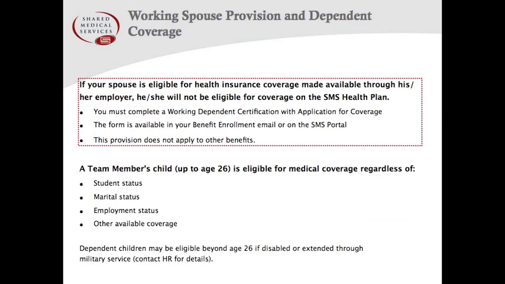Shared Medical Services has a working spouse provision in place. This means that a team member's spouse who has his or her own offer of coverage with his or her employer is not eligible on the SMS plan. Dependents through age 26 are eligible for medical coverage regardless of student status, marital status, employment status, or other available coverage or residence. Oxient will reach out to individuals upon first-time enrollment and on an annual basis to confirm spouse eligibility.